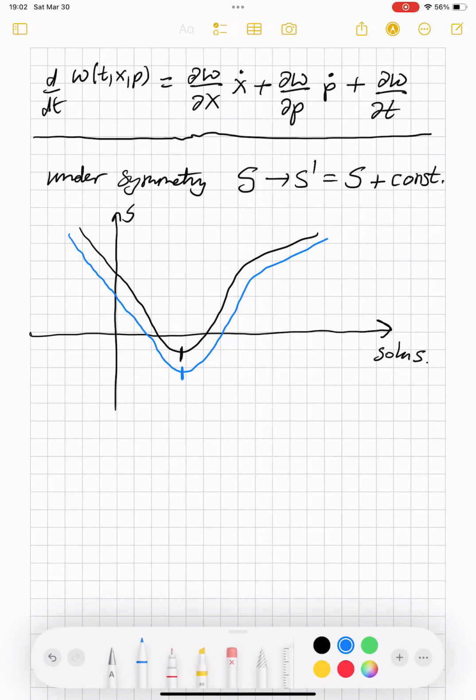And as far as we're concerned, we're just using the action to tell us something about the classical solutions. The classical solution is the solution that minimizes the action. And it's because of that the action or the action plus a constant are equally good for our purposes.